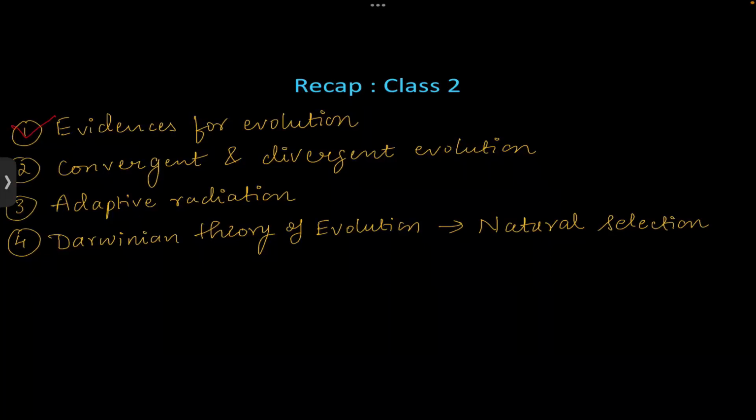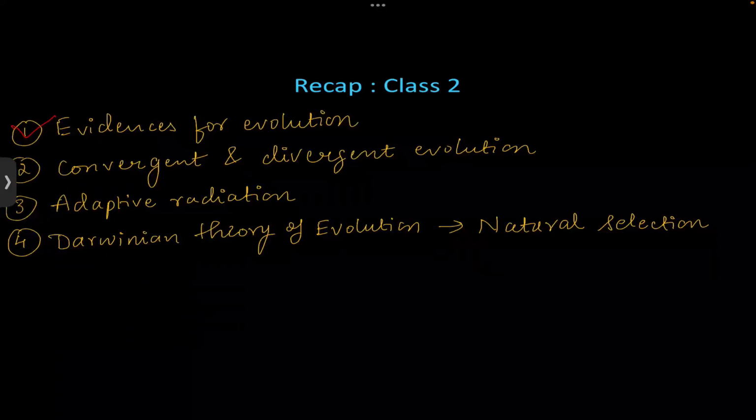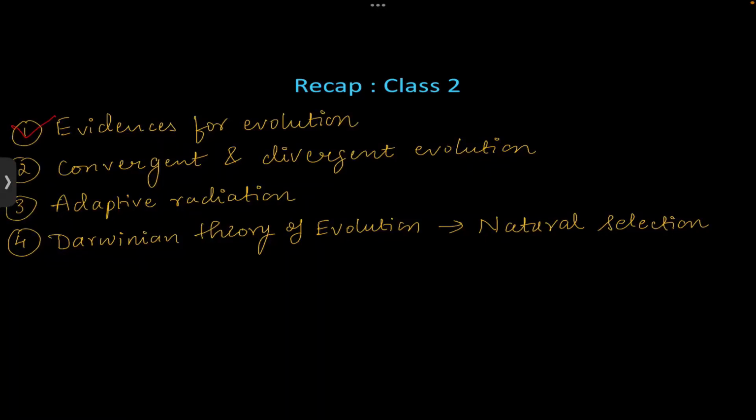People have looked into fossils. Then, under these evidences, we looked into what convergent and divergent evolution are. By studying the anatomical structures and what functions they play, people have said that there are two types of evolution that have happened. One is convergent and one is divergent.